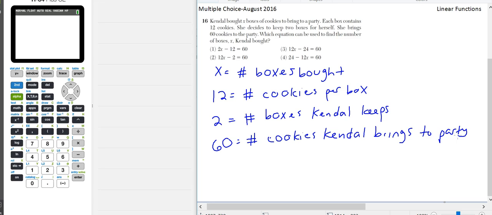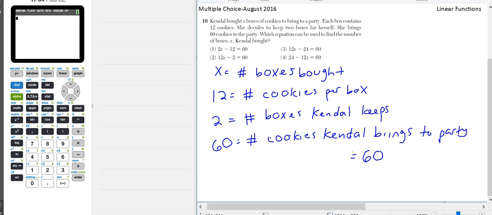So we want to write some equation that we could solve to find x. If you look at each of the answer choices, you'll see that they're all something equal to 60. So we want to write an equation for the number of cookies that Kendall brings to the party. And then that equation will be able to solve for x, which is the only variable, the number of boxes she bought. So how many cookies did Kendall bring to the party? She brought 60 cookies to the party.